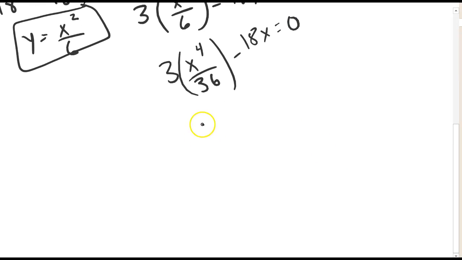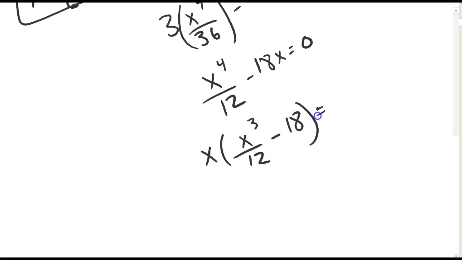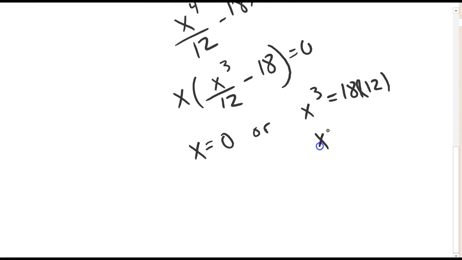So that simplifies to x to the 4th over 12 minus 18x equals 0. If I pull out an x, I have x cubed over 12 minus 18 equals 0. So x equals 0, or x cubed equals 18 times 12. So x cubed would end up being 216, and the cube root of that would end up being 6.